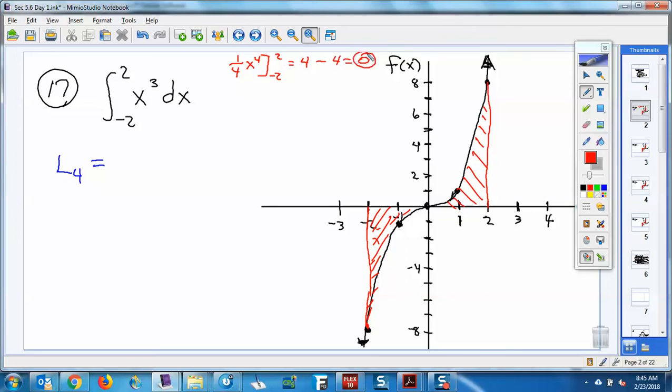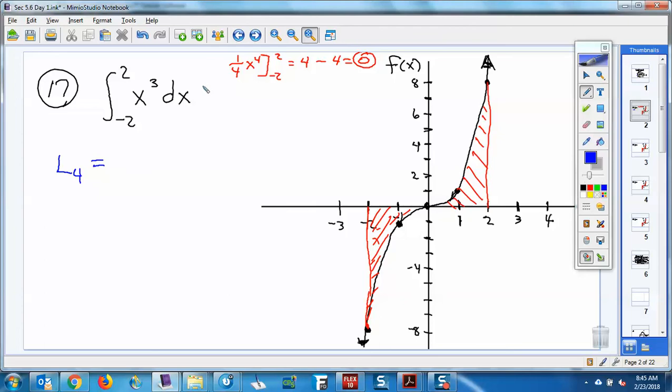Oh, shocking that area is 0, right? Of course that area is 0. It's an odd function. It's got symmetry. We got negative area, we got positive area, and they cancel each other out. Of course, we should get 0 as our area. So that's our exact area computed using the FTC.